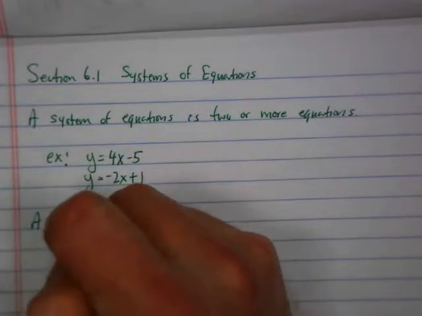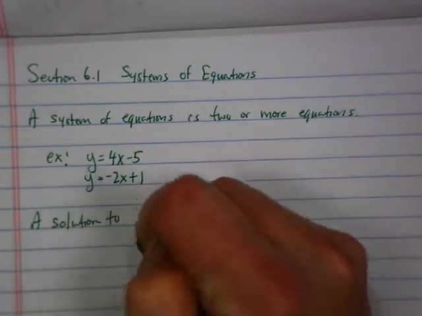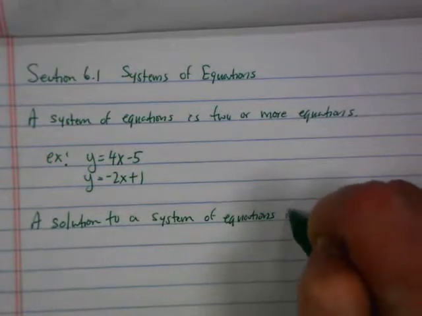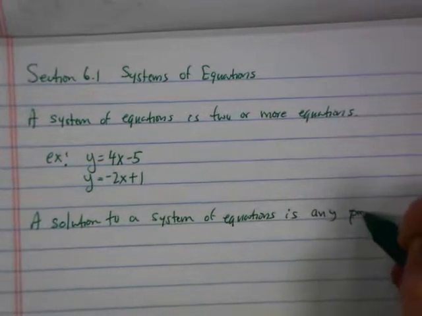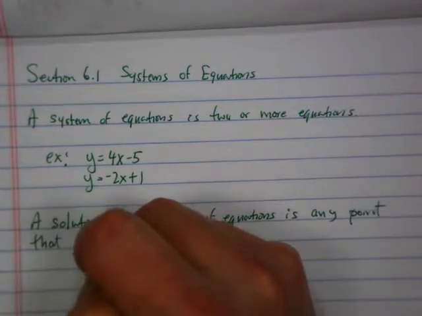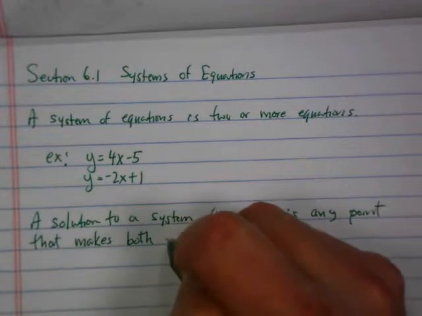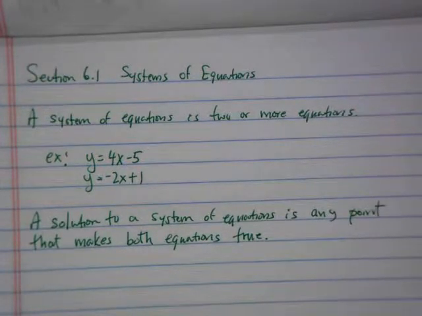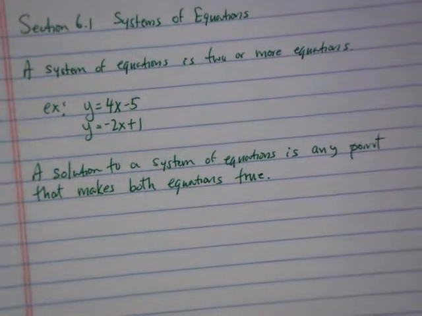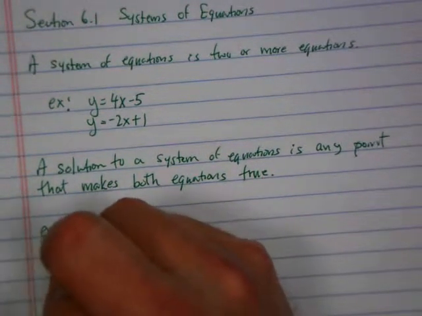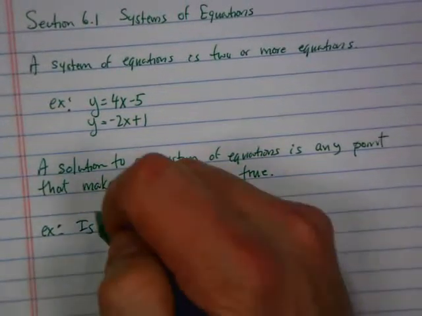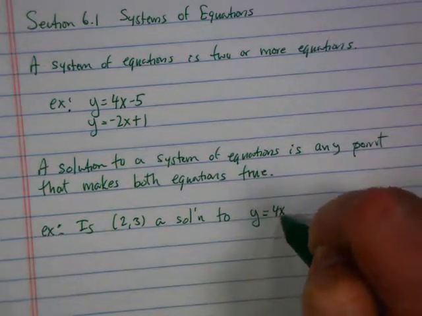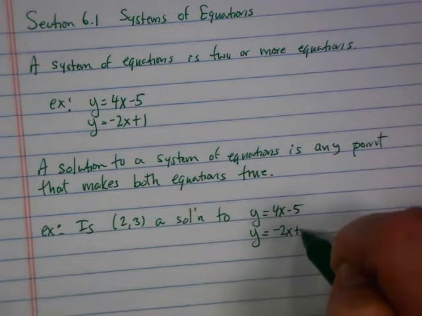A solution to a system of equations is any point that makes both equations true. So for example, I might ask, is (2, 3) a solution to y equals 4x minus 5, y equals minus 2x plus 1?